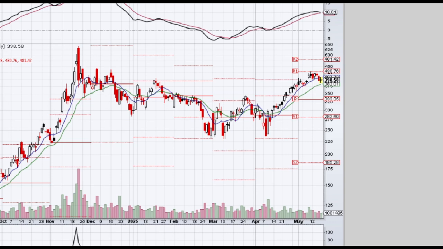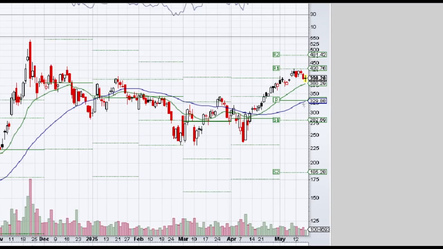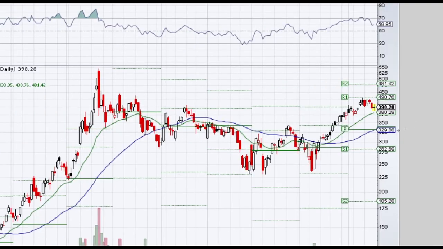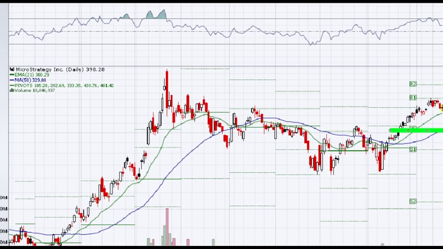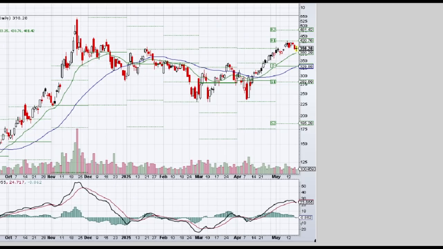Let's start with the daily chart. After topping out near 540 in late March, MSTR retraced nearly 30% as Bitcoin cooled off near all-time highs. But notice this. Price bounced cleanly off the rising 50-day moving average and is now trying to reclaim the 400 zone. The MACD is starting to curl.